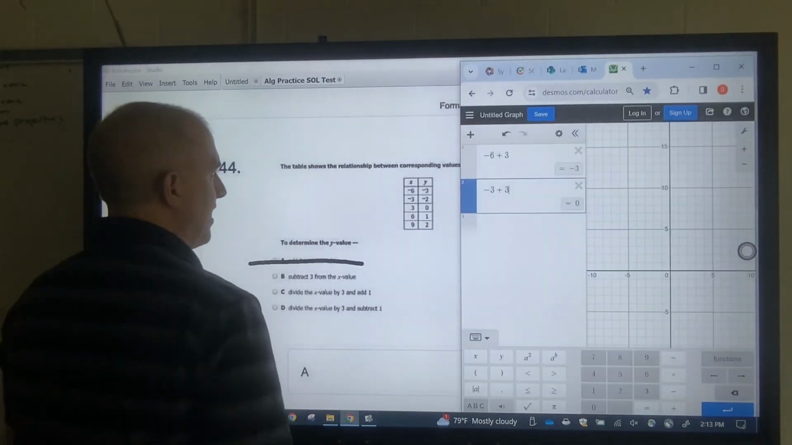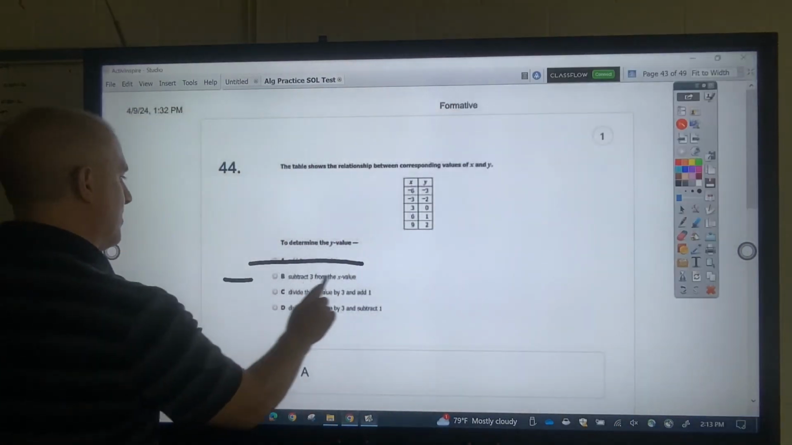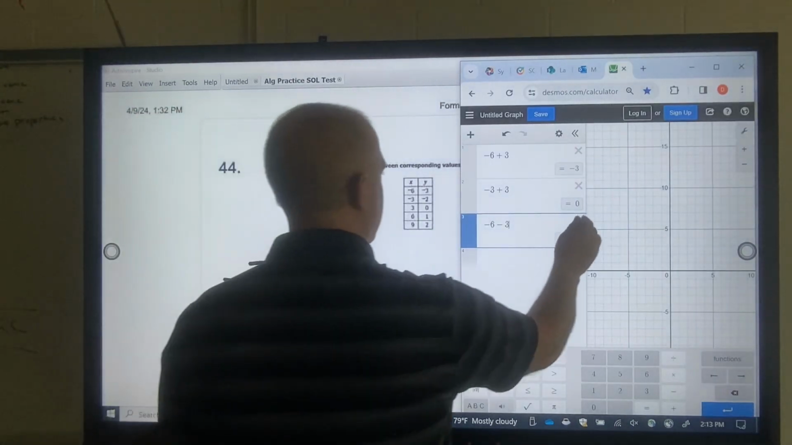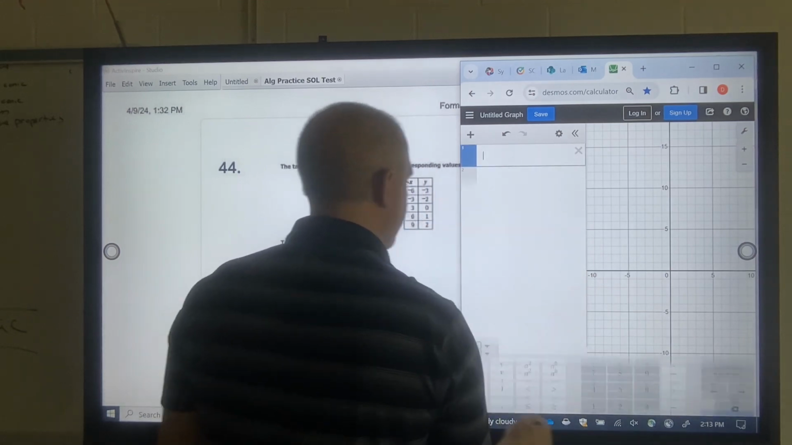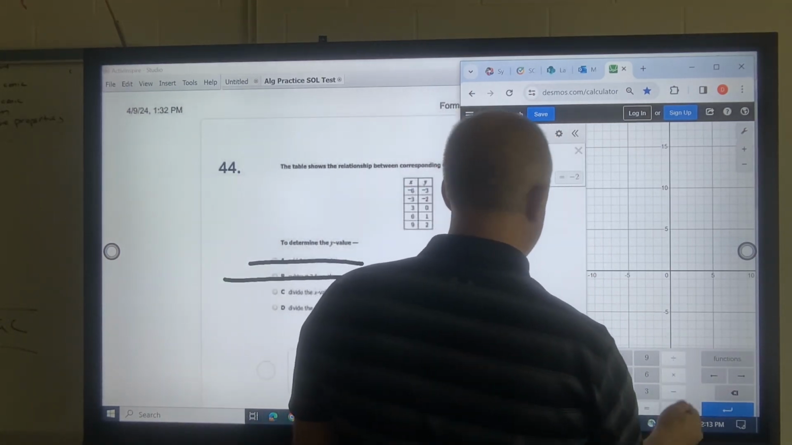Subtract 3 from the x values. Well, negative 6 minus 3 is negative 9, so it can't be that one. Divide the x by 3 and then add 1. Let's check that out. Negative 6 divided by 3 is negative 2, and then add 1.